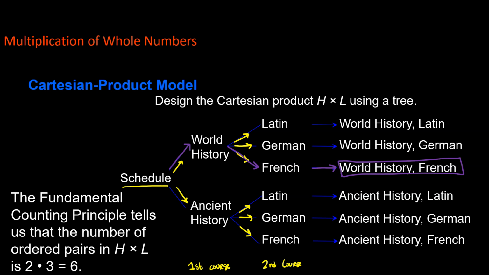We know that our first course has 2 choices. Our second course, we have 3 choices. So the number of ways event 1 can happen is 2. The number of ways event 2 can happen is 3. We multiply those together to see that there are 6 possible outcomes, and we're able to see each of those 6 outcomes in our tree diagram.